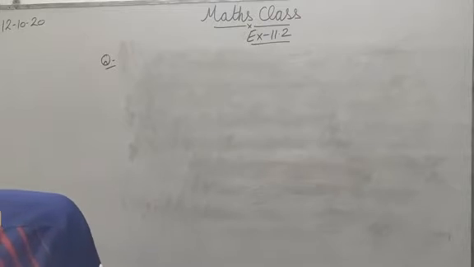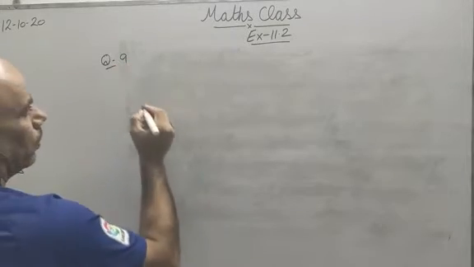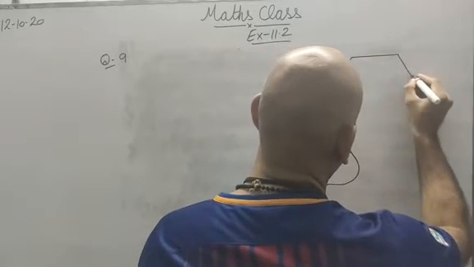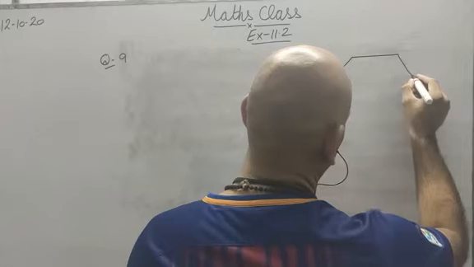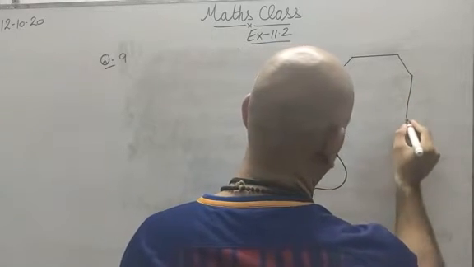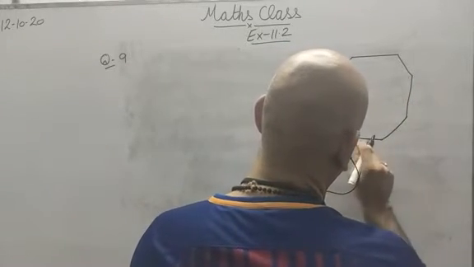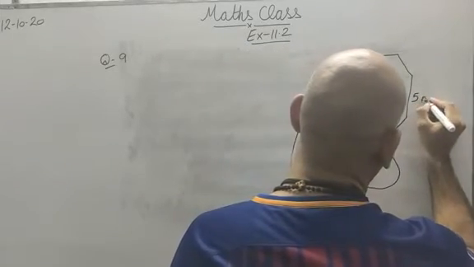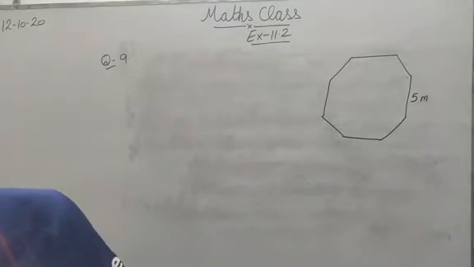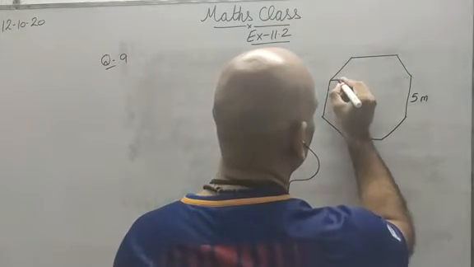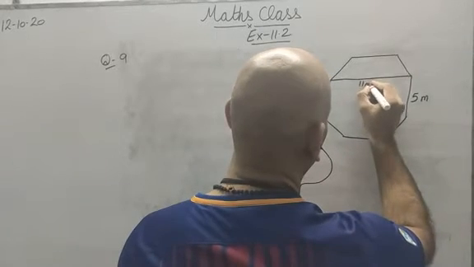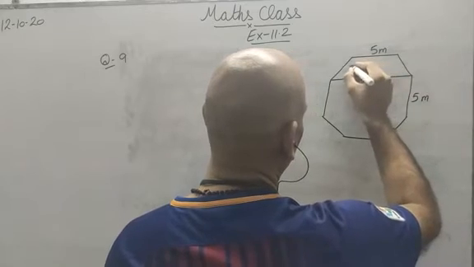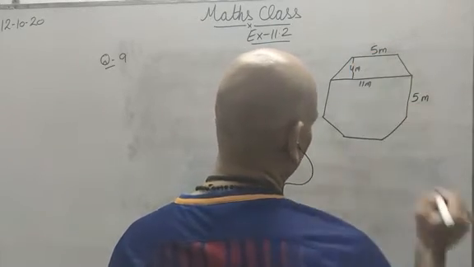We are solving question number 9. Octagon is the shape having 8 sides. Here we have an octagon: 1, 2, 3, 4, 5, 6, 7, 8. And each of its sides is 5 meter. This side he is telling is 11 meter. And this side is 5 meter because all the sides are equal, and this distance he is telling is 4 meter.